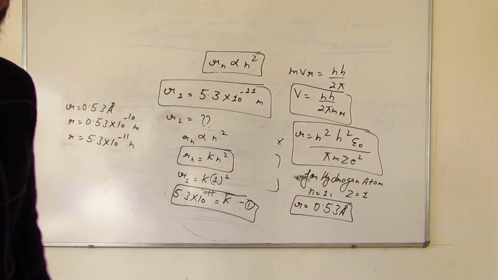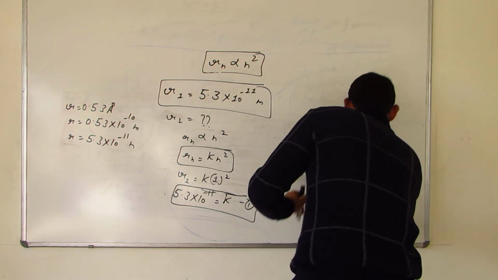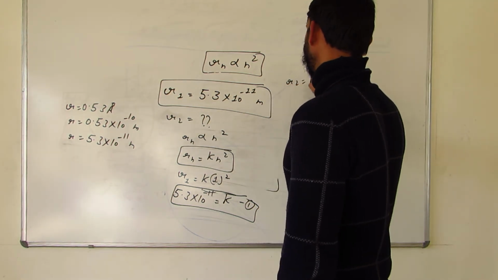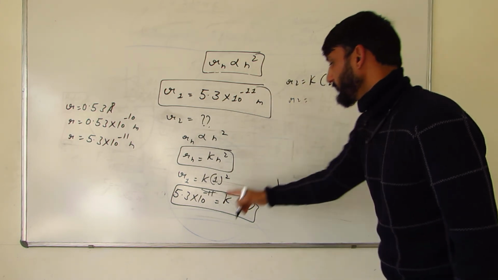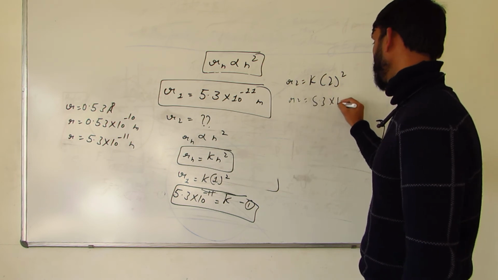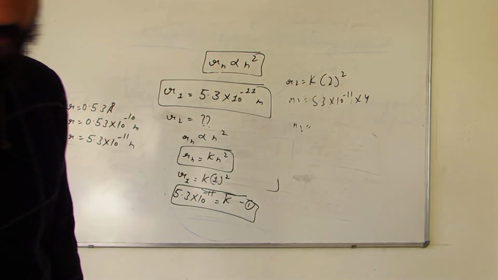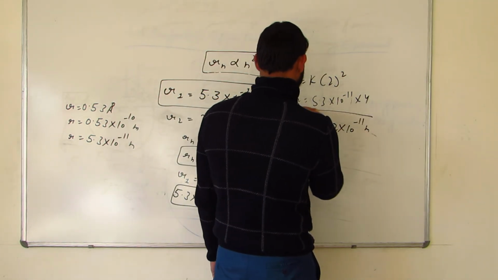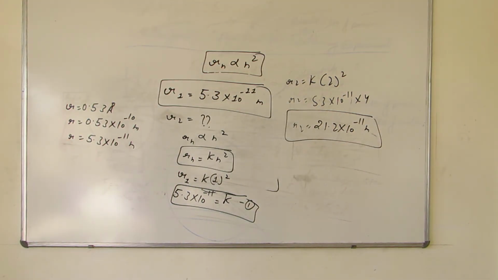Now, to find it out for the second orbit, similarly, we will do R2 is equal to k into 2 square, because this n will become 2. R2 you do not know, the value of k you know, 5.3 into 10 to the power minus 11 into 4. So R2 will come to be 21.2 into 10 to the power minus 11 meter. This is how it is calculated. I hope you understood this part as well. So that was the question.